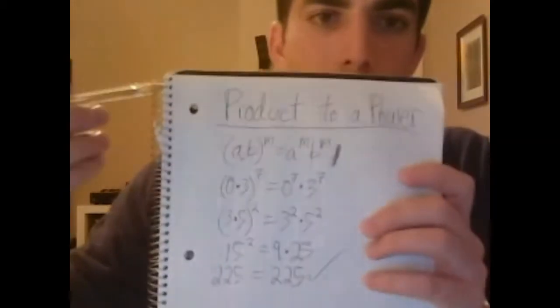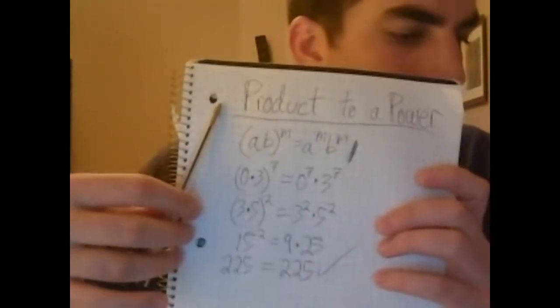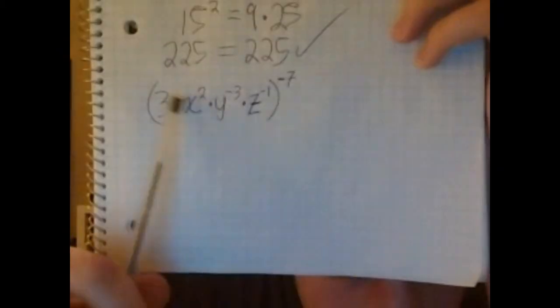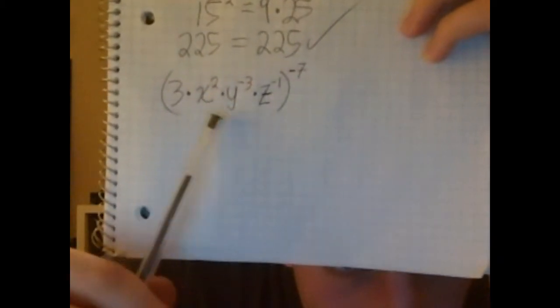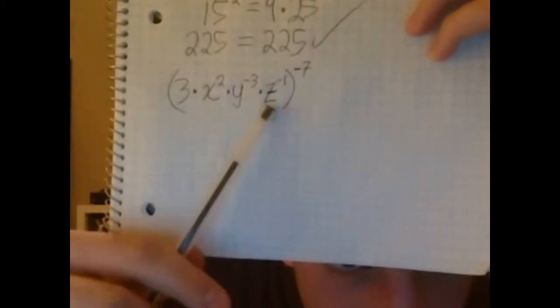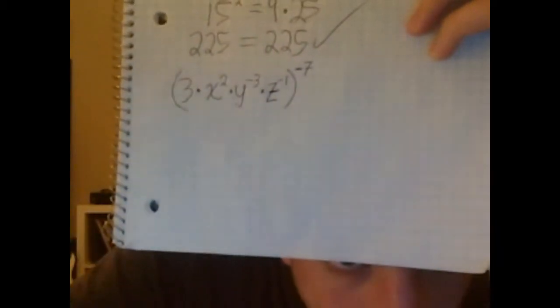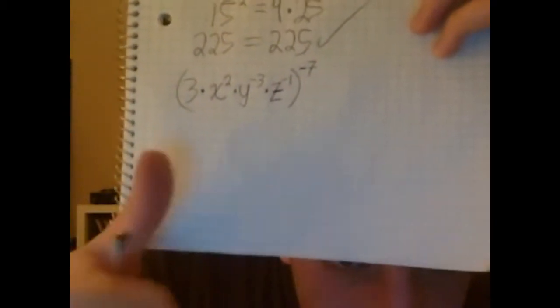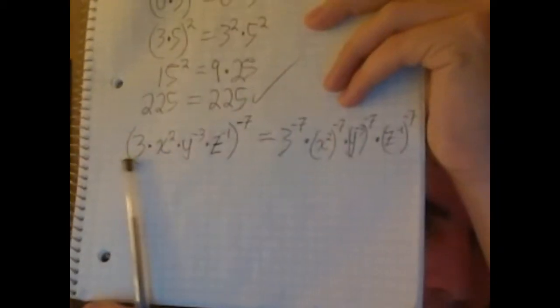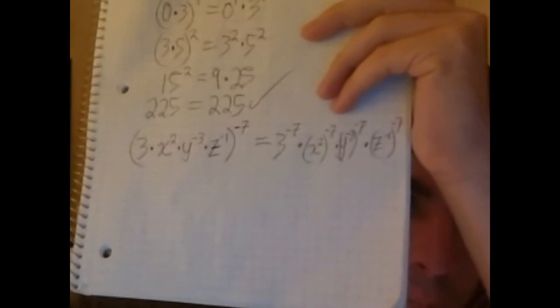Check your answers. So let's do a complex problem where we're applying both our product to a power rule and our power to a power rule. 3 times x squared times y to the negative third times z to the negative first. All of this is going to the negative 7th power. We have 3 times x squared times y to the negative third times z to the negative first to the negative 7th.